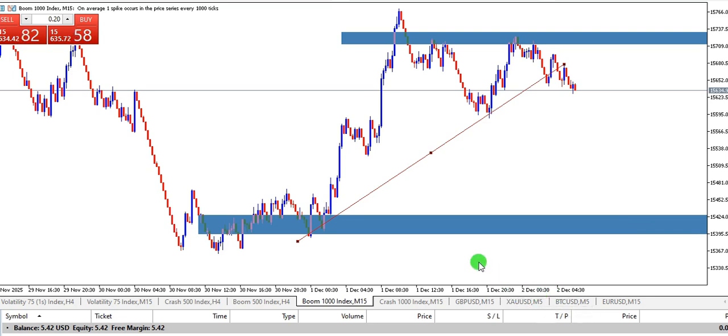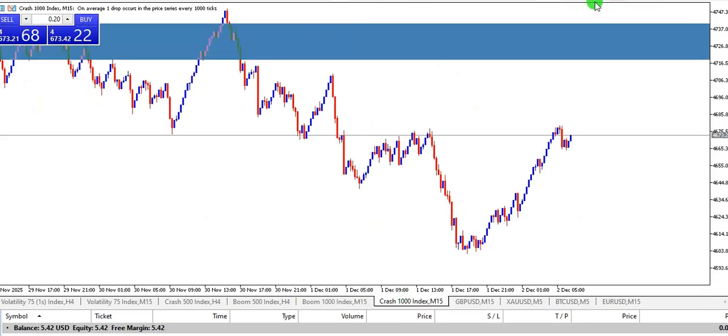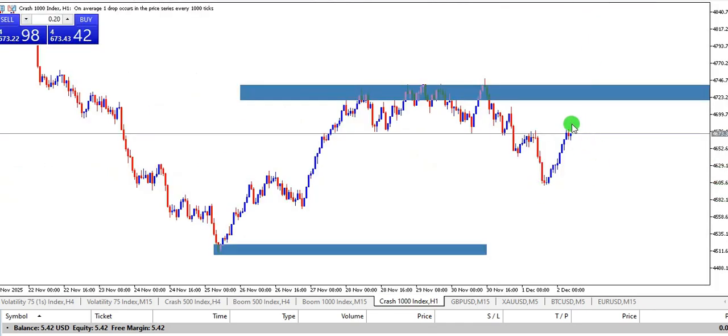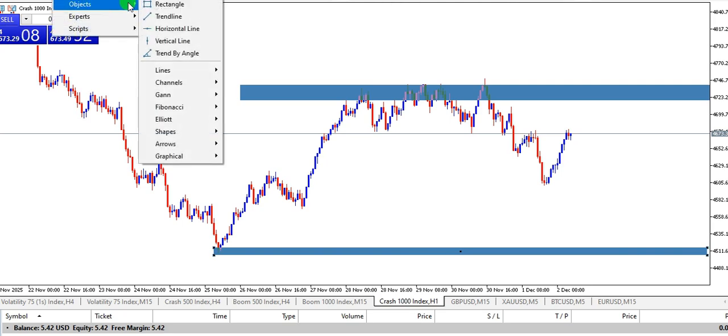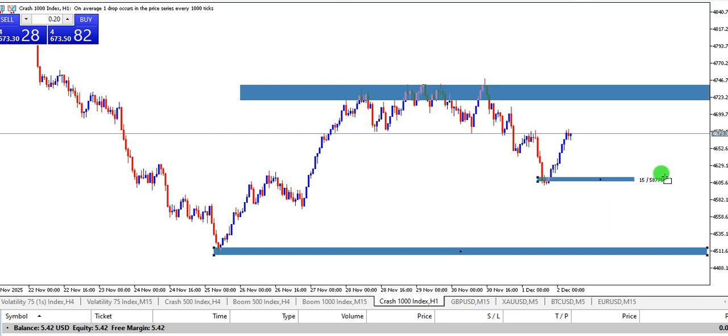Now that's the final one for today on the synthetic indices, which is Crash 1000. On Crash 1000, we can see this was the low we marked out earlier as a major low, but today the market is making a new series of lows. This is a recent low right now. Of course, our recent high is still very much valid, which is right here.